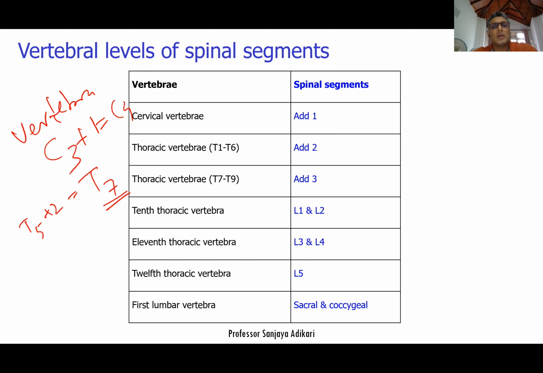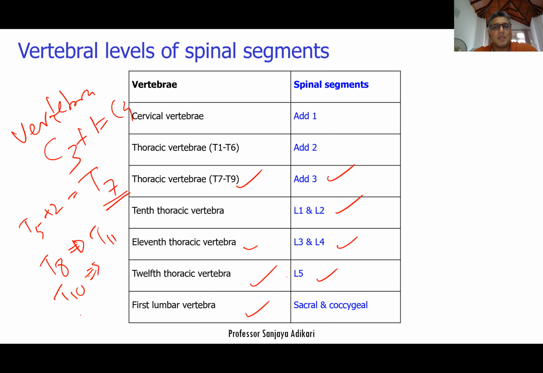For the lower thoracic ones, you have to add 3. So at the T8 level, you have the T11 spinal segment. At T10, you get the L1 and L2 spinal segments. You can read the rest here. At the 11th thoracic vertebra, you get L3 and L4. At the 12th thoracic vertebra, you get L5.